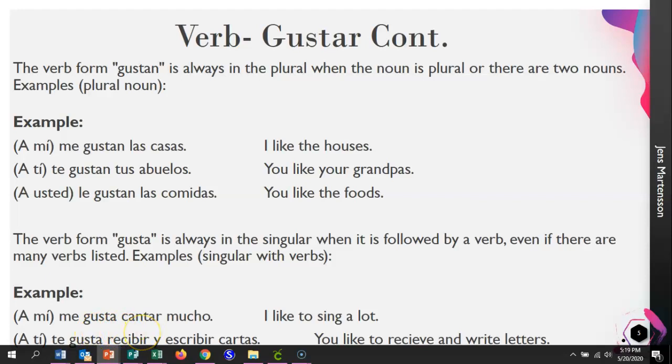Te gusta recibir y escribir cartas, which basically reads you like to receive and write letters. What is our noun? Let's identify our noun. Okay, our noun is cartas. Okay, now let's identify our verb. More than likely it's going to be write and receive, correct? Entonces, in this case, you would use gusta because these are singular. Okay?